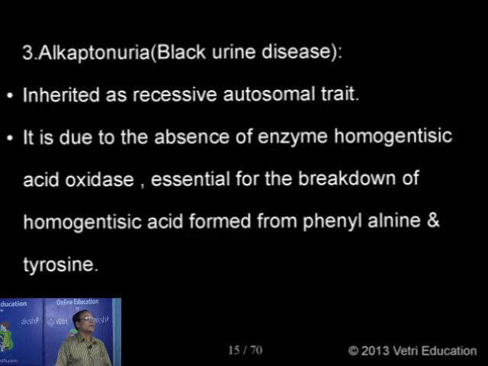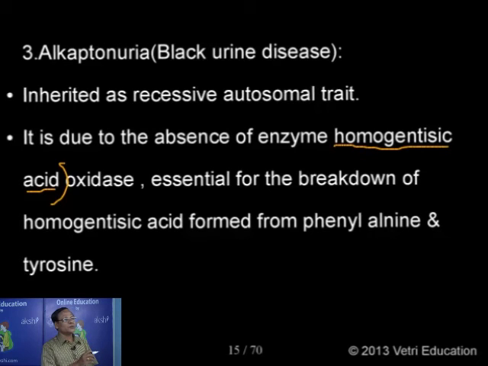Now the next one, alkaptonuria. Alkapton is a trade name for an acid called homogentisic acid. Here also we have the one gene, one enzyme hypothesis. We have a pathway where phenylalanine gets converted into phenylpyruvic acid, and then into tyrosine in another pathway. It is converted into homogentisic acid, which is broken down with the help of the enzyme homogentisic acid oxidase.